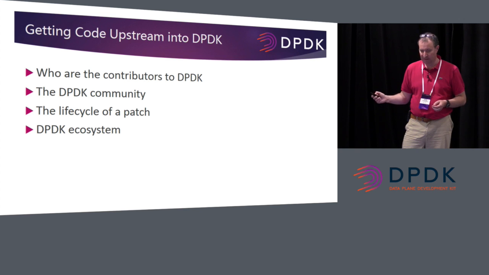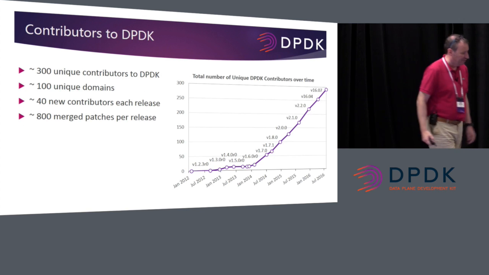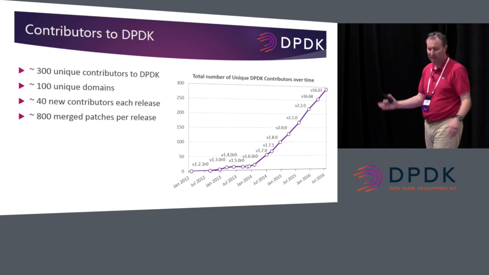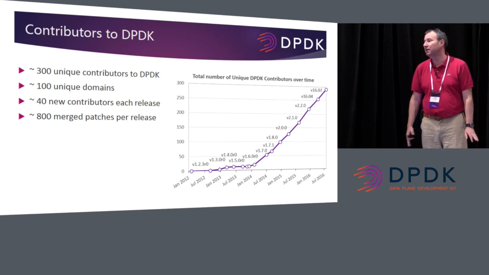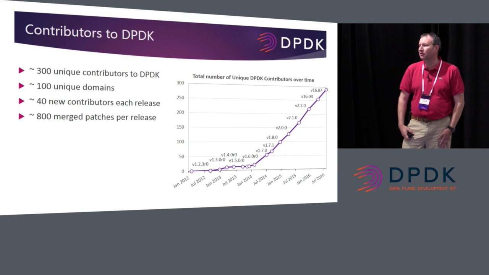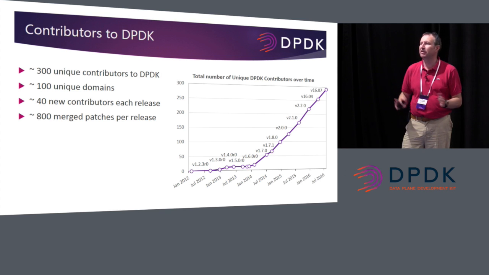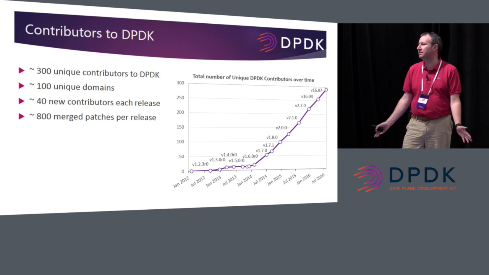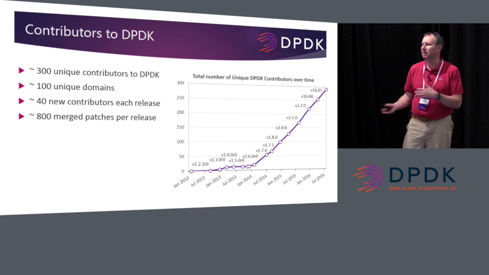So let's have a look at some figures. Over the course of DPDK's lifetime, we've had 300 unique contributors. This comes out of the Git log. Those contributors have been from 100 different domains, so that's 100 different companies or universities, etc. Typically, we get about 40 new contributions per release. And releases are 3 to 4 months, so in that time period we get people coming in.